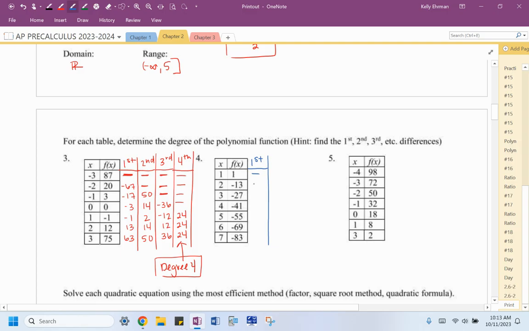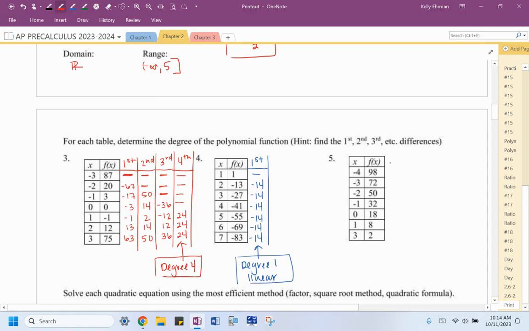Negative 13 minus 1 is negative 14. Negative 27 minus negative 13 is negative 14. If you do the math on this, you're going to keep getting negative 14. So because the first differences are constant, this is degree 1, excuse me, also known as linear.